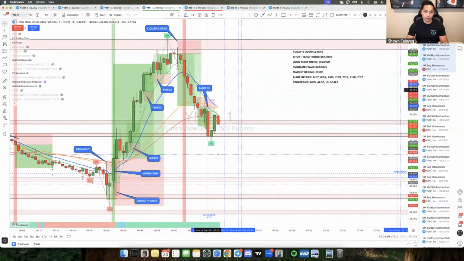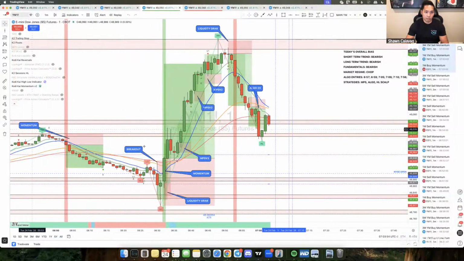Literally everything we identified and marked up today hit. Breakout. So momentum, breakout, liquidity grab, momentum, MPS V2, MPS V2, MPS V2, liquidity grab, and algo, two of the entries right there.